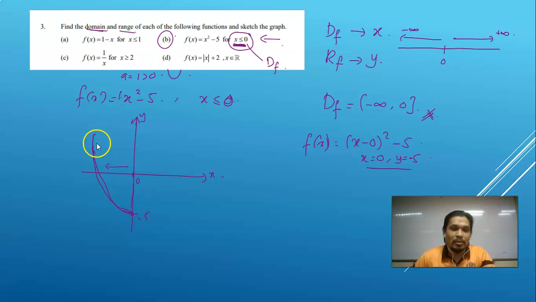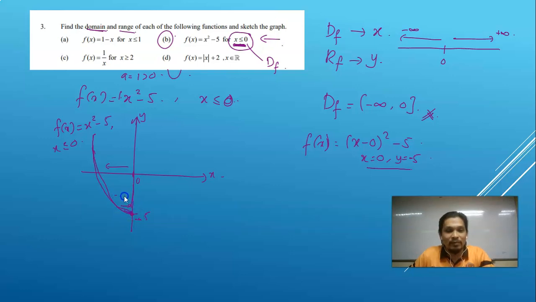Okay, there you go. This is the graph of f(x) equal to x squared minus 5 for x less than or equal to 0. Now, the value of x is the domain. Now, let's find the minimum value of y, which is negative 5. The minimum, the lowest value of y is negative 5.